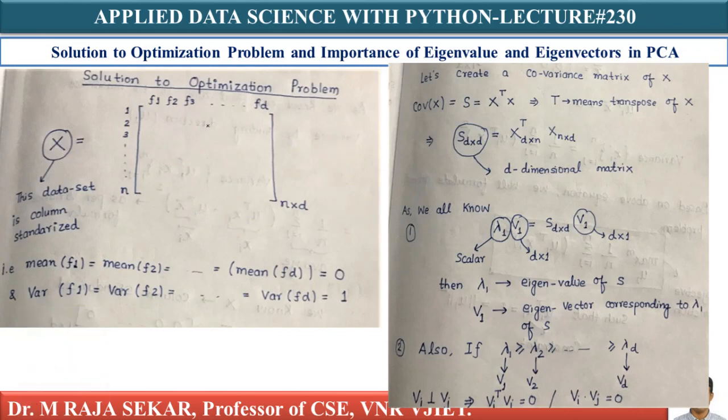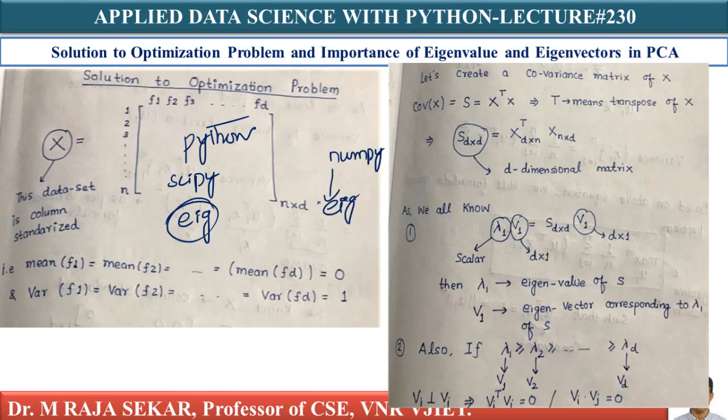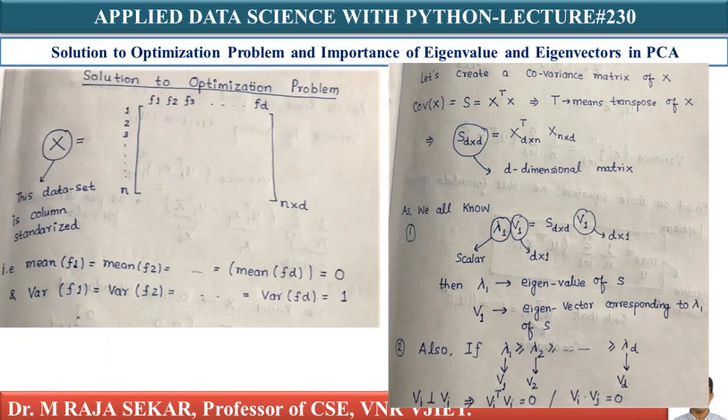Now, how can I calculate eigenvalues and eigenvectors? In Python, it is very simple. There is a function in the SciPy library, and there is also a function in the NumPy library. In NumPy and SciPy, there is a function known as eig. This eig is a function which is useful to calculate eigenvalues and eigenvectors. Anyway, I will discuss it in future classes. For the time being, let me say I have got D eigenvalues.